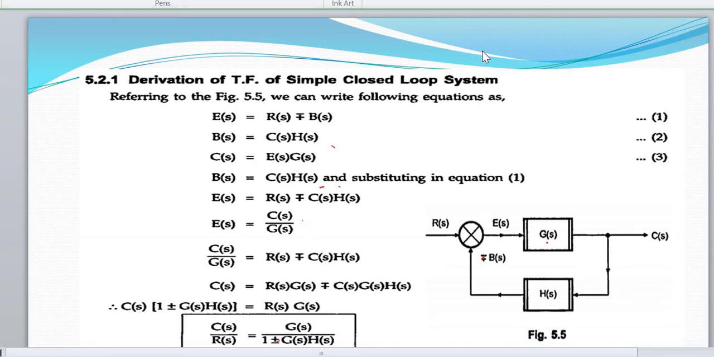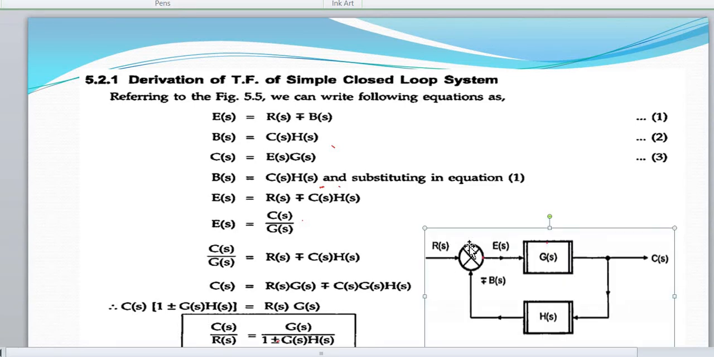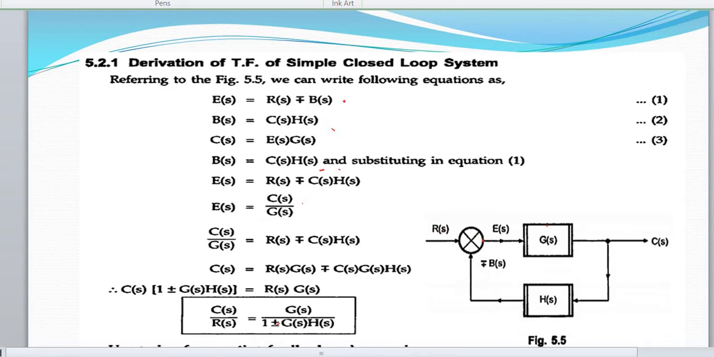In the online class I have done this derivation, but let us see it again. In this case, E(s), that is the error signal, is R(s) plus or minus B(s). Here a comparison is made. Error signal is nothing but the output of that comparison. So R(s) plus or minus B(s), or minus or plus, here it is denoted as minus or plus B(s). Let us call that equation 1.